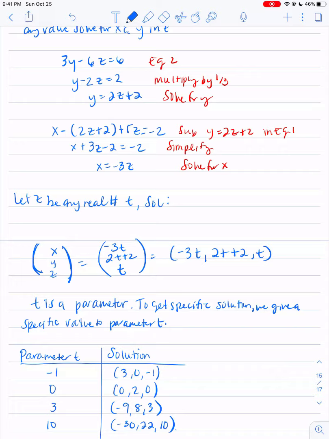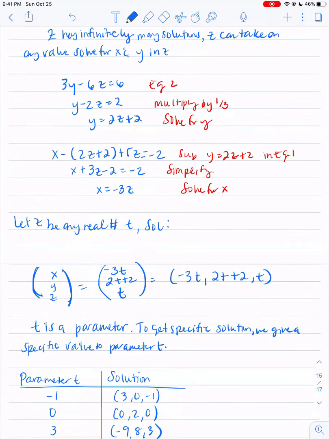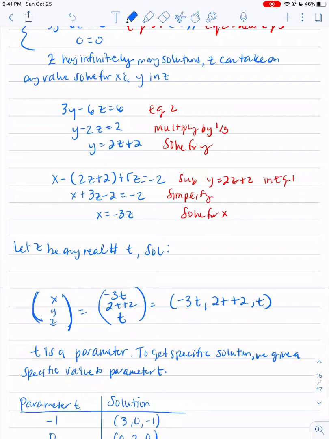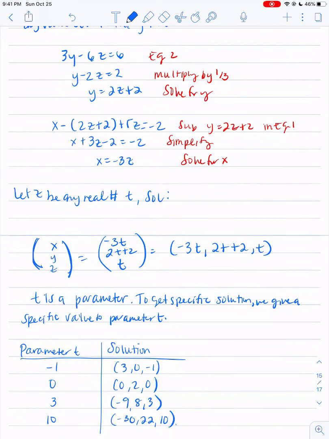And I'm writing it vertically just to see it easier, and I get x equals negative 3t. And then my y was 2z plus 2. So z is just any real number t, so I have 2t plus 2. And that's because z is infinitely many solutions. Then I have z equals t. So my solution set is negative 3t, 2t plus 2, and t.